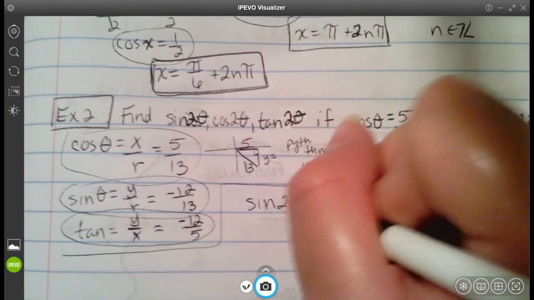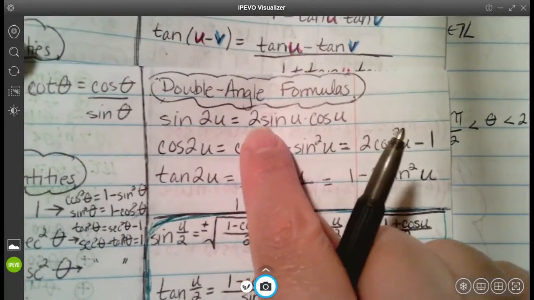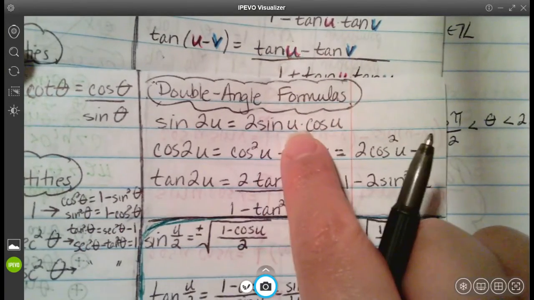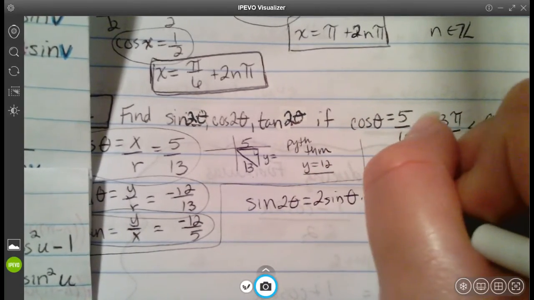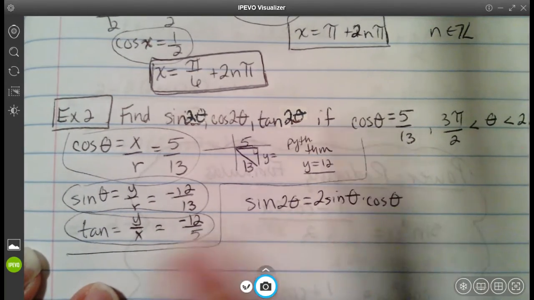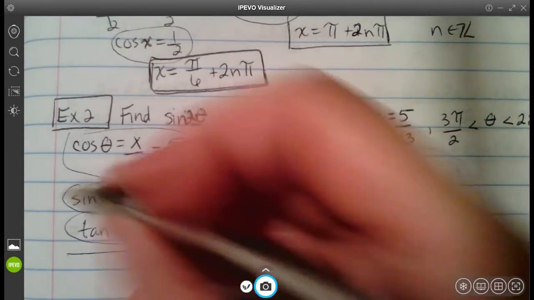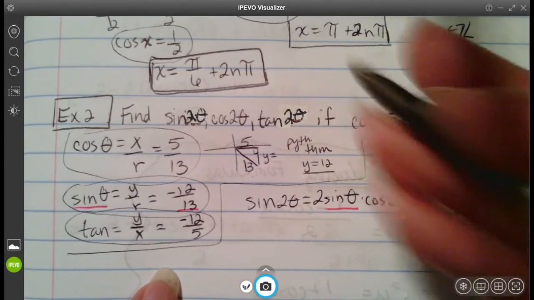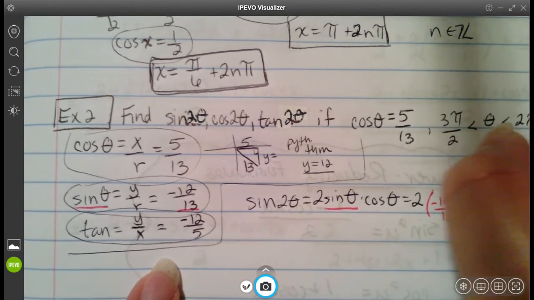For sine 2 theta, that's the first one I'm going to look at. Sine 2 theta is equal to, right here, 2 sine theta cosine, or u, whatever. Remember, u is just an angle. So 2 sine u cosine u. So in our case, 2 sine theta times cosine of theta. Which means I'm going to take 2 times what my sine theta is, and we can color code a little bit here if you'd like. So here's sine theta. It's going to go here. So 2 times negative 12 over 13.